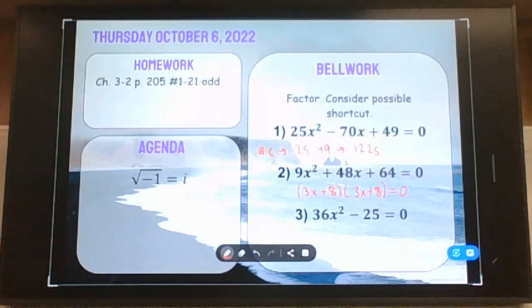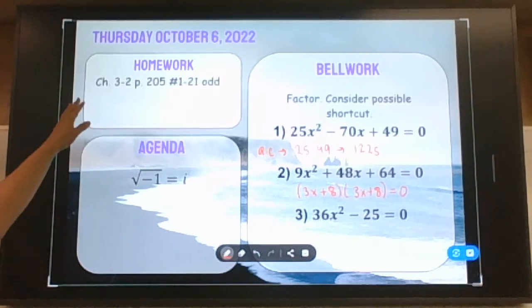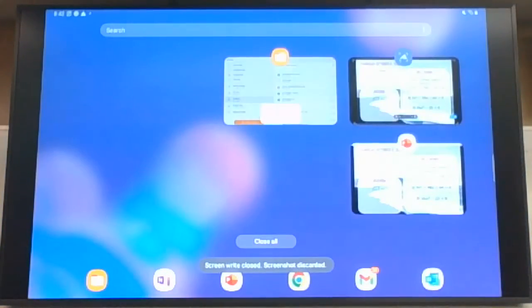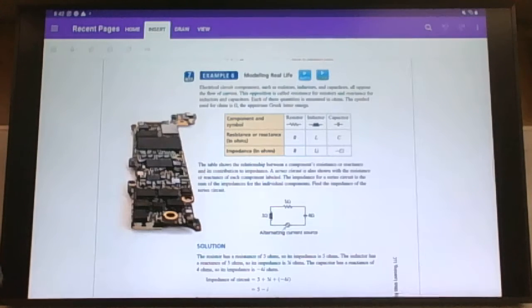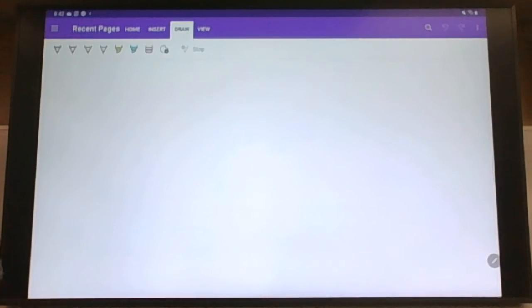Number 3. Did you guys write down the homework? I'm going to move away from this screen. Okay, number 3. I don't know the page number, but use this chapter section to find it. 3-2. So when you do the ebook, you do the context anyway. So you go to 3-2, problems at the back that we've been doing.